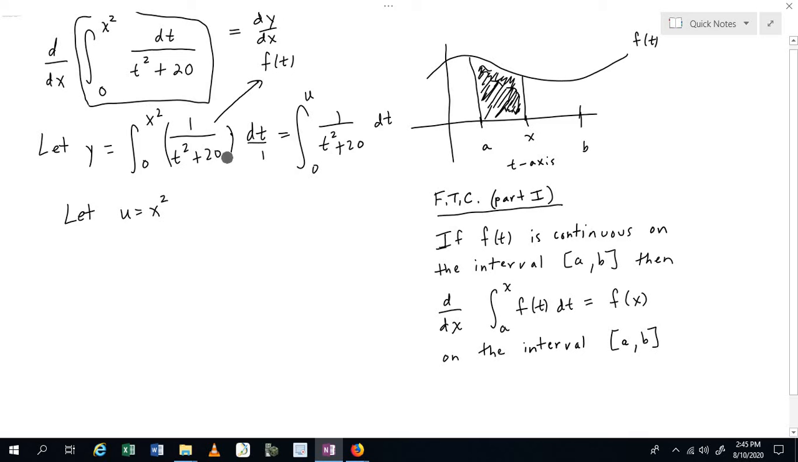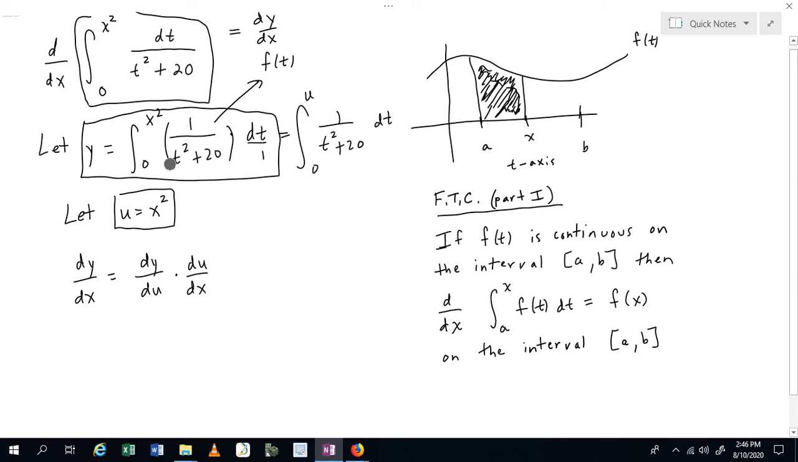Now we're going to try to find dy/dx using the chain rule. If you remember, the chain rule says that dy/dx is equal to the derivative of y with respect to u times the derivative of u with respect to x, where y is a function of u and u is a function of x. And notice we do have that here. u is a function of x, and our y is equal to this.